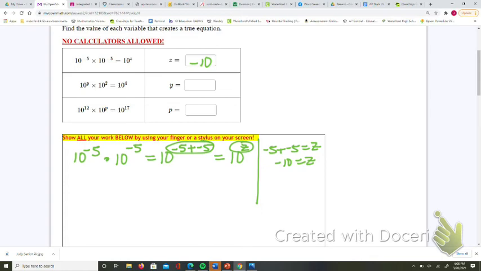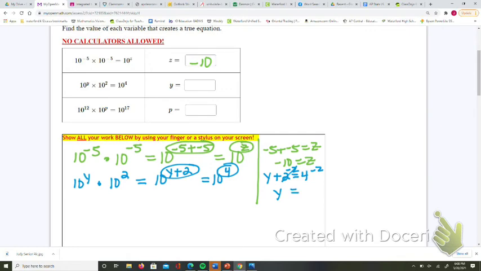Number 2, 10 to the y times 10 squared equals 10 to the y plus 2 equals 10 to the 4th. Remember, we know that y plus 2 has to equal 4. Okay, what's happening to the y? It's being added by 2, so we have to subtract 2. So y, 2 minus 2 is 0, equals 4 minus 2, which is 2.